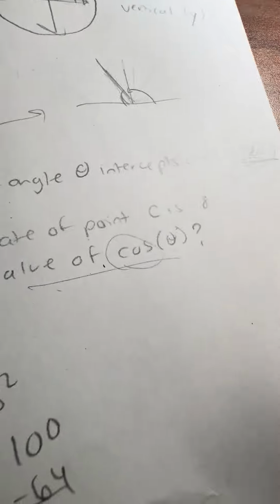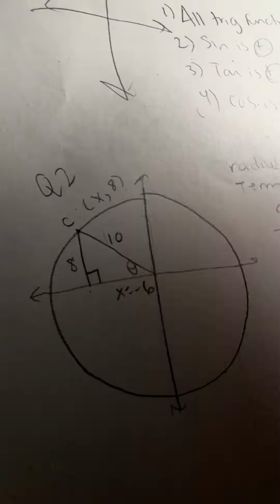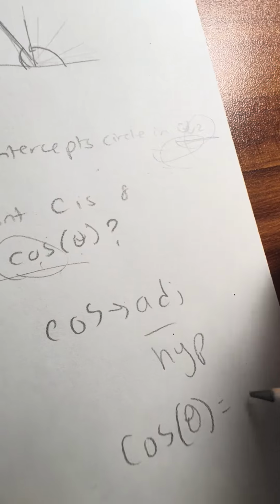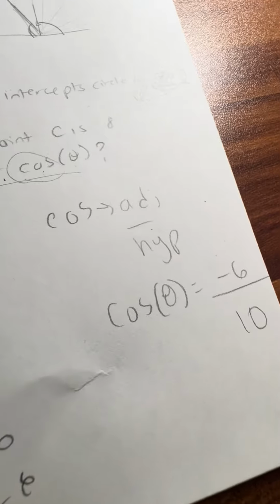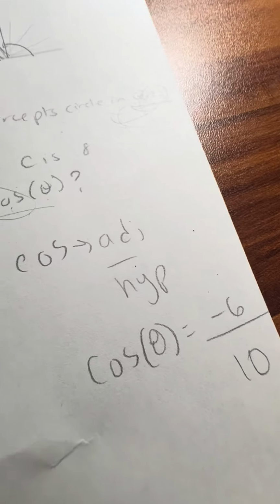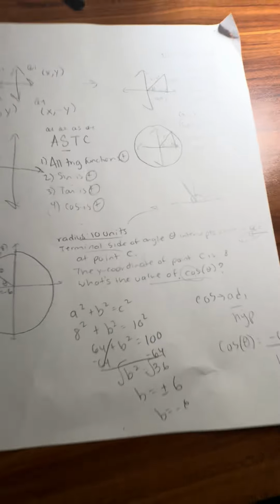Now let's get to the important part. We want to solve for cosine. Cosine, we know, is adjacent over hypotenuse. We solve for the adjacent of theta, which is negative 6. So cosine of theta is negative 6 over the hypotenuse, which is 10, basically given to us. And that's going to be your answer. The cosine of theta is equal to negative 6 over 10. And that's all.